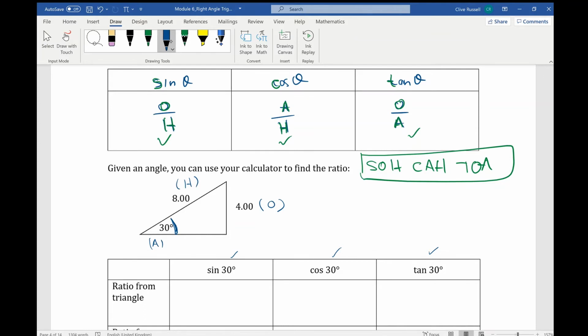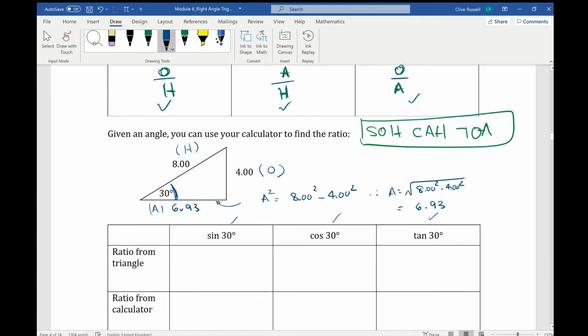If you remember that to find this side, it's one of the shorter sides, not the hypotenuse. So we could say that a squared is going to be equal to the hypotenuse, which is 8.00 squared minus 4.00 squared. So therefore, a is the square root of 8.00 squared minus 4.00 squared. And that works out to be approximately 6.93. You could verify that. So a is 6.93.